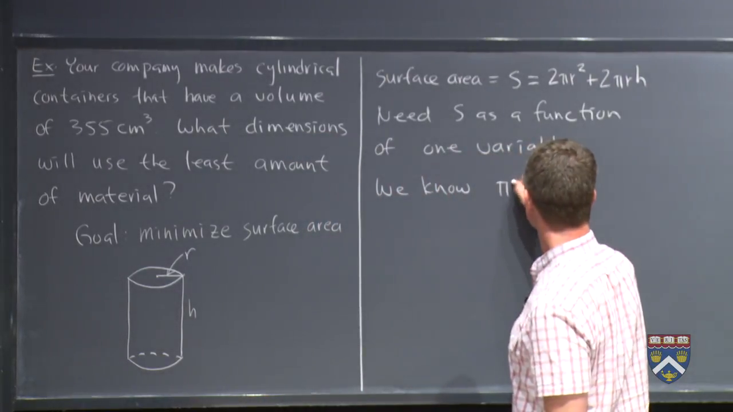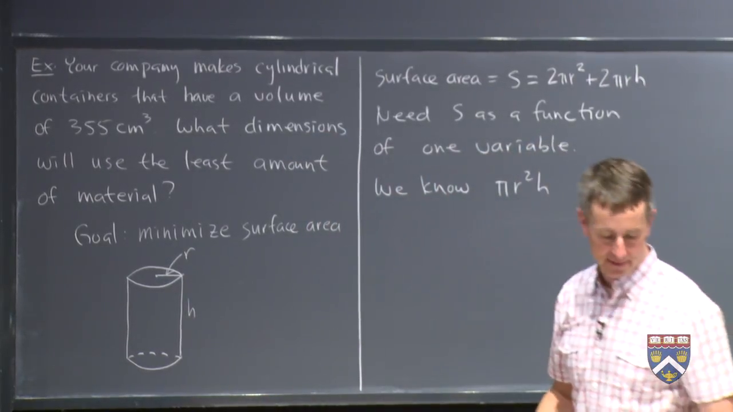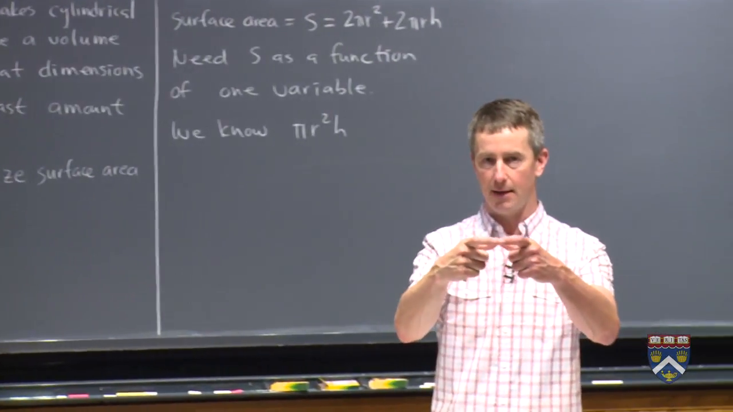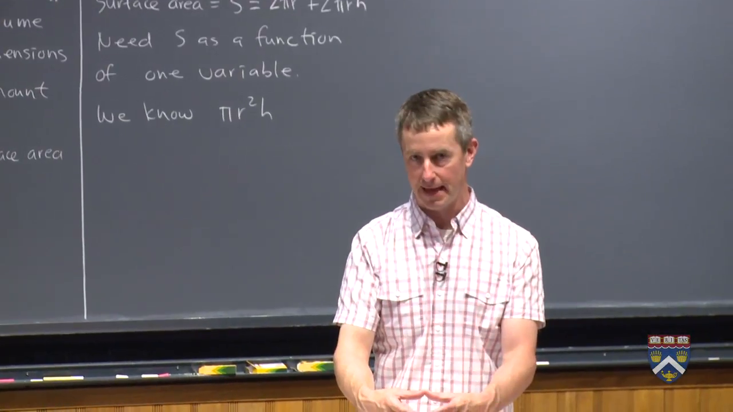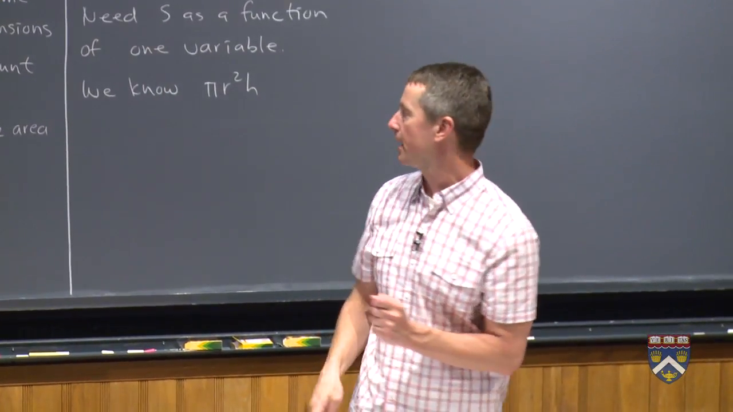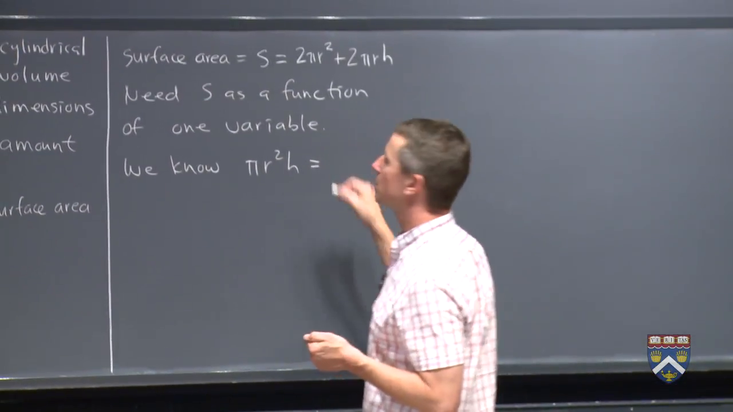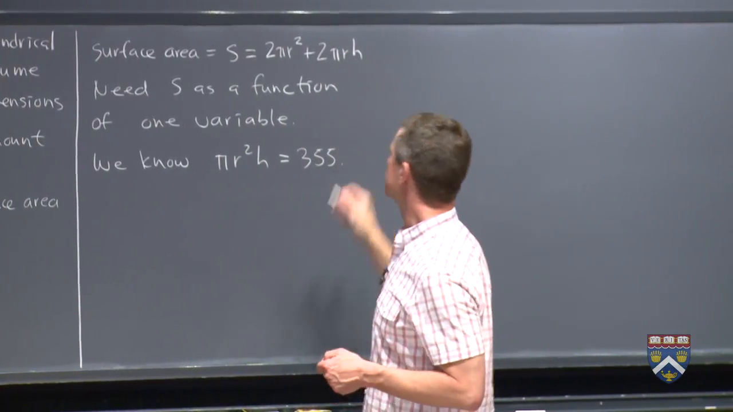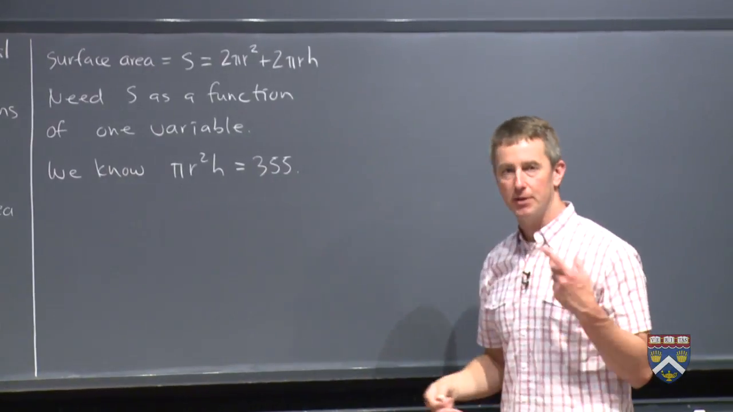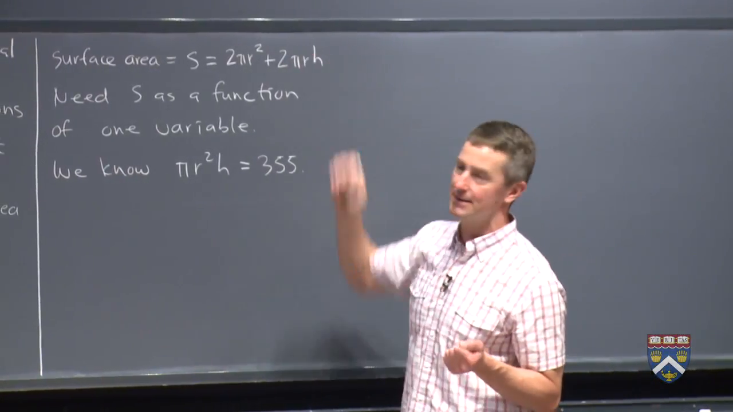We know that pi r squared h, that's the volume of a cylinder, right? If I've got a cylinder, it's got an area of pi r squared, and I'm just stretching it out, extending it by a factor of h. So the total volume is pi r squared h. What does pi r squared h equal according to our problem? 355. So this is going to let us solve for either r or h and then stick that back into here.